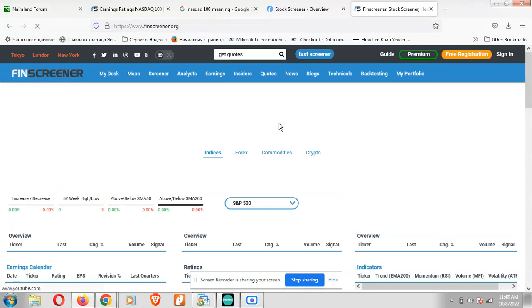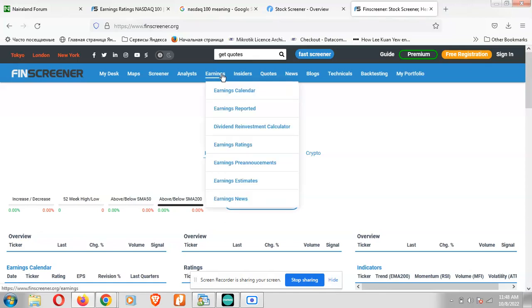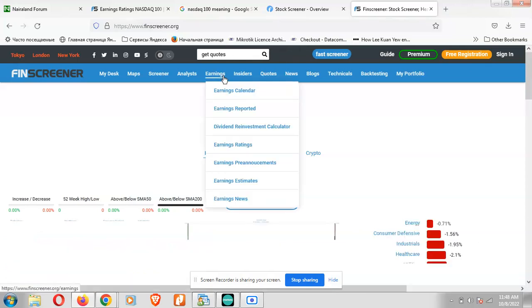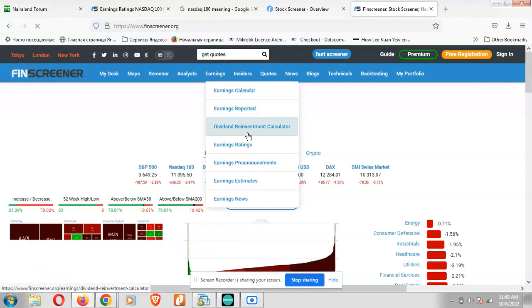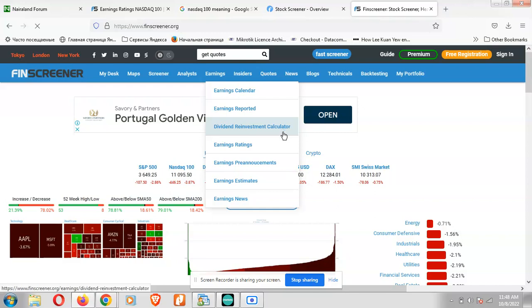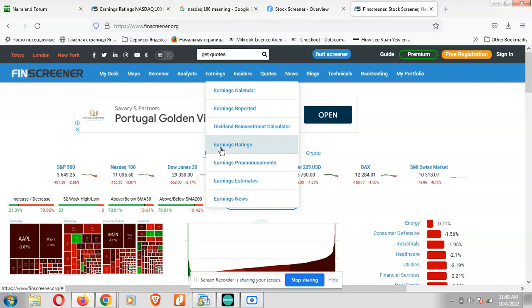So here is the page of Fin Screener. As you get to this page, take your pointer to earnings. You will see earnings calendar, earnings report, dividends, reinvestment calculator, earnings rating. So I'm going to earnings rating. Let's go straight to earnings rating.